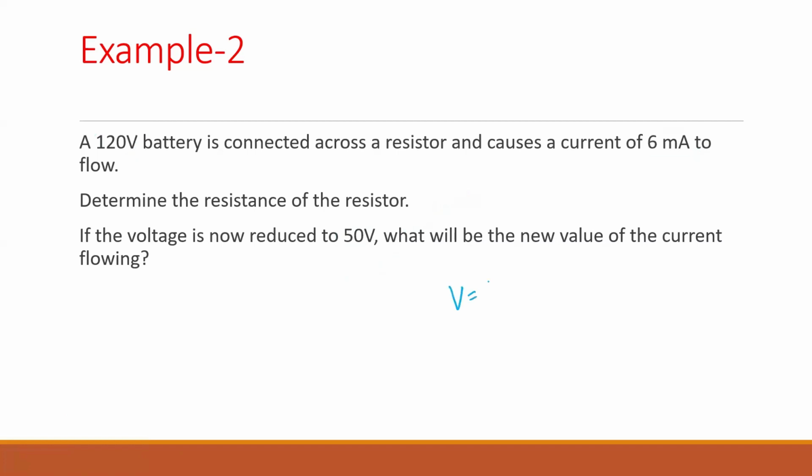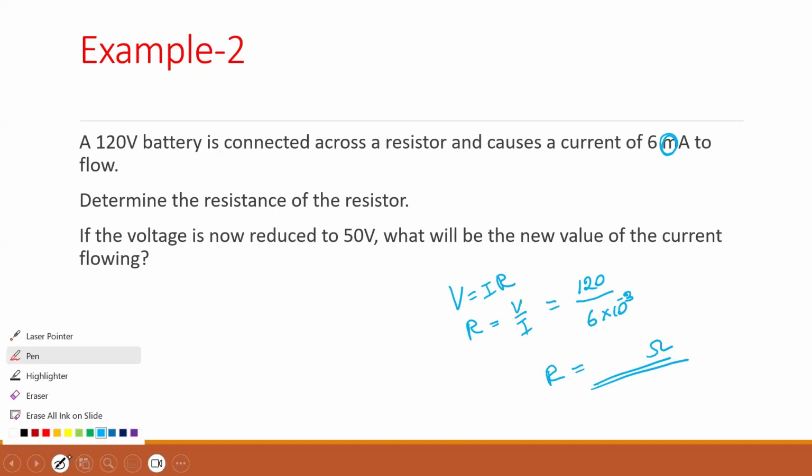So voltage is equal to current times the resistance. We need to find the resistance. If we make the resistance the subject, R = V over I. So voltage is given as 120 and the current is 6 milliamps, but we can't keep the milli. We need to convert it to amps, so that is 10 to the power negative 3. So you get the resistance in ohms.